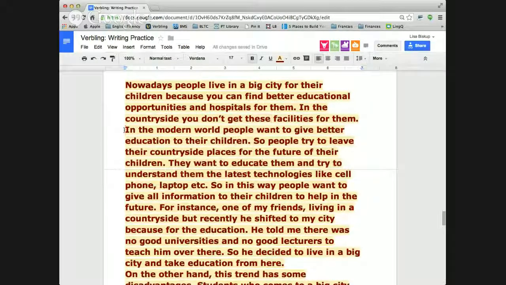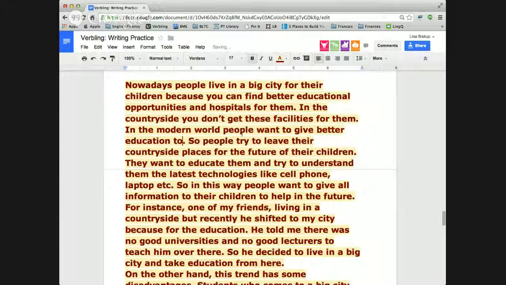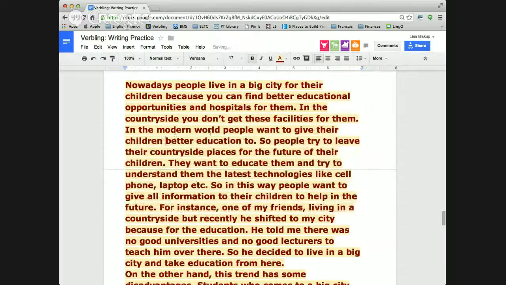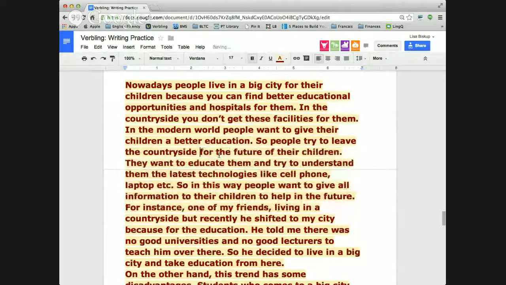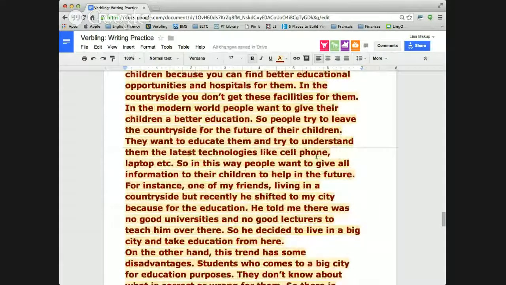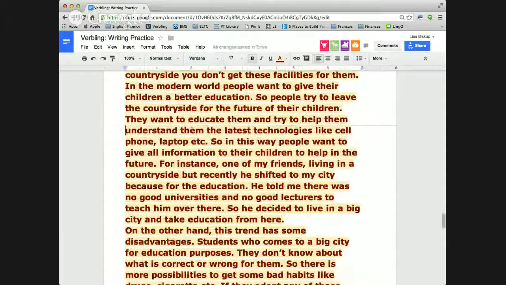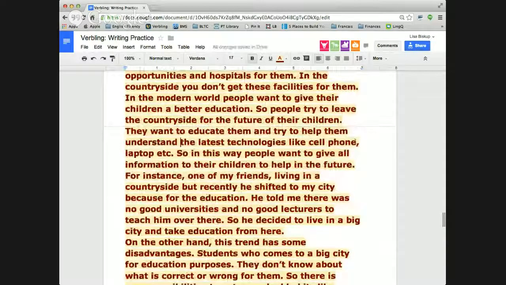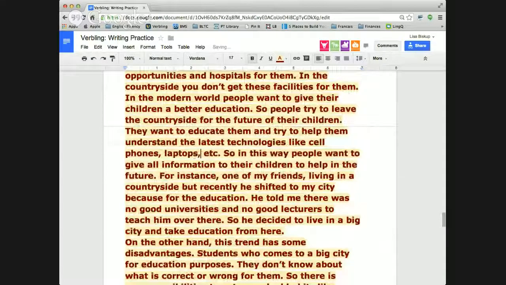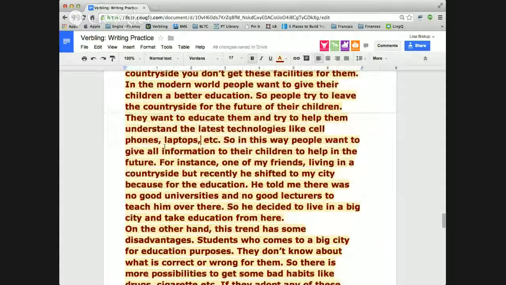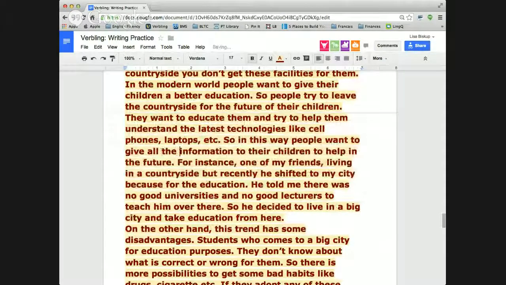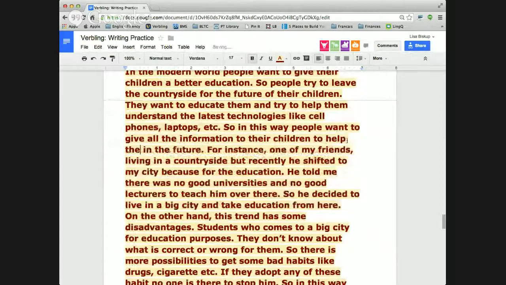In the modern world, people want to give their children a better education. So people try to leave the countryside for the future of their children. They want to educate them and help them understand the latest technologies like cell phones, laptops, etc. So in this way, people want to give all the information to their children to help them in the future.